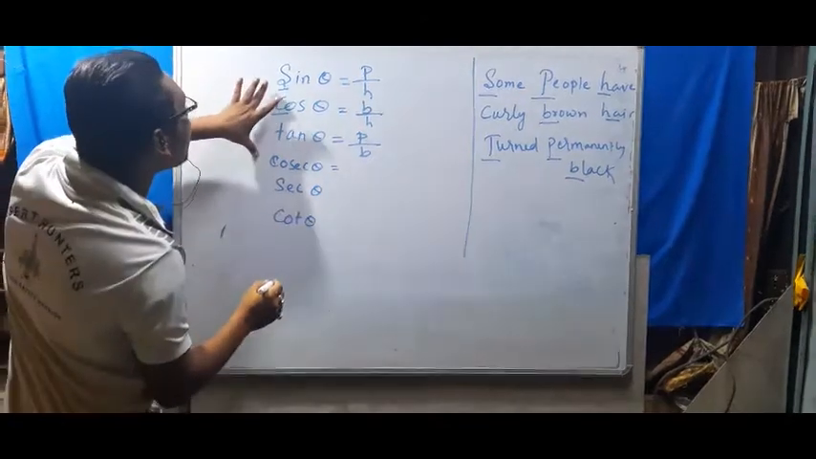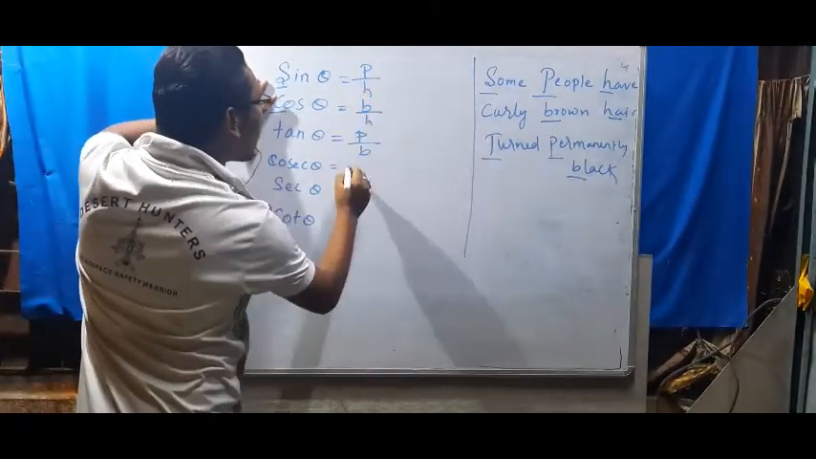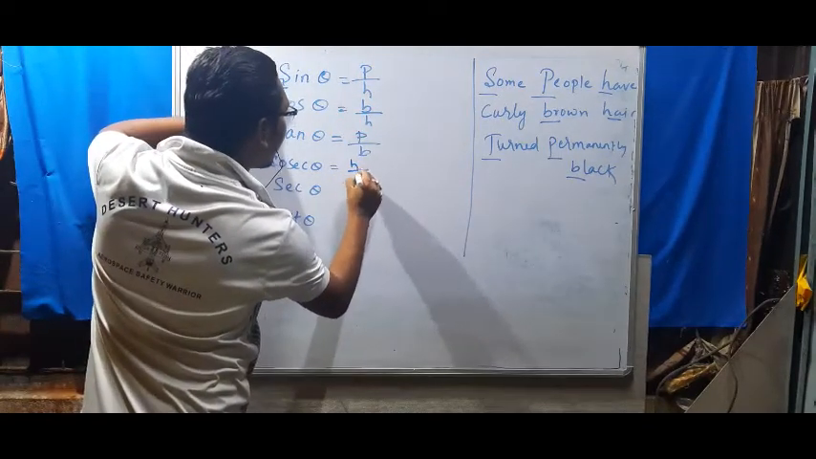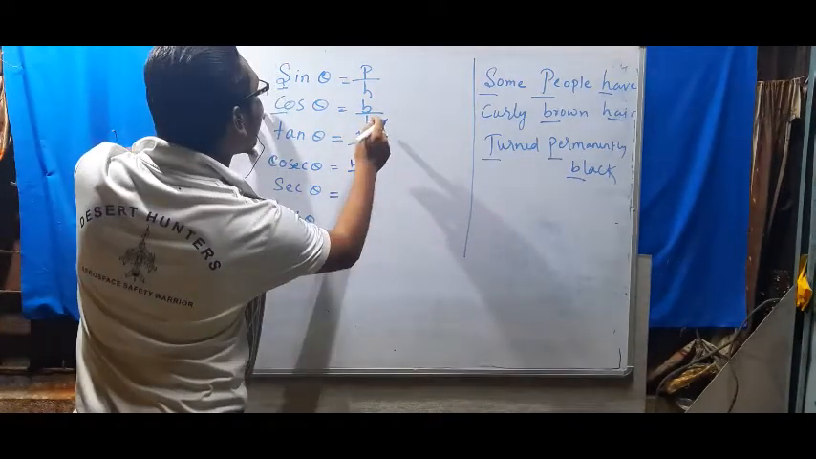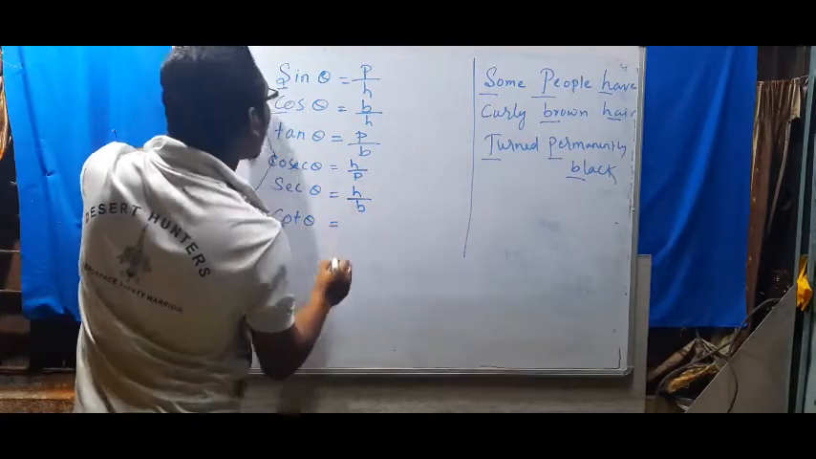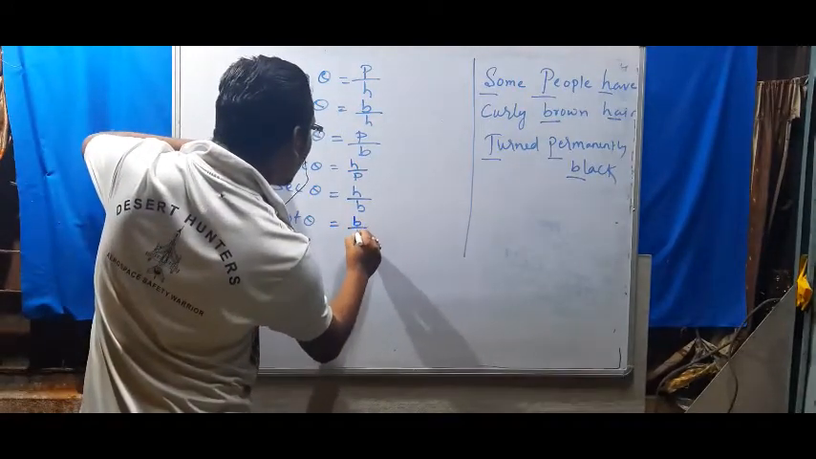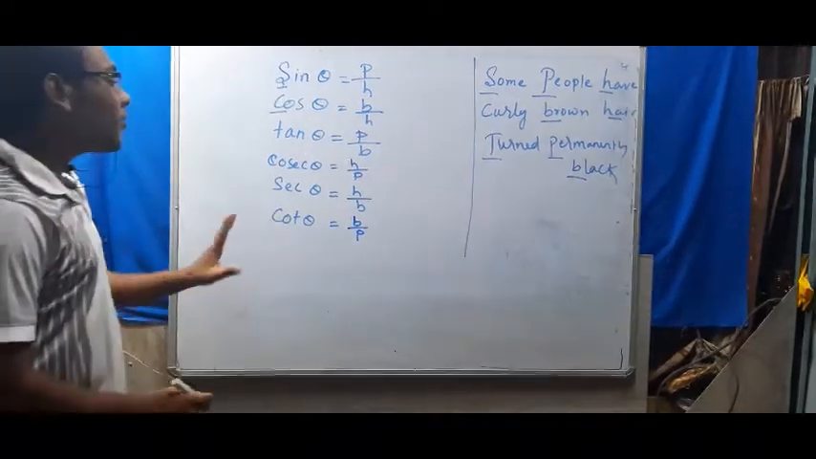And cosec will be the opposite of sin theta, that is, if sin theta is P by H, the reciprocal is H by P. The sec theta is the reciprocal of cos theta, that is H by B. The cot theta is the reciprocal of tan theta, B by P. Okay, this much you understood.